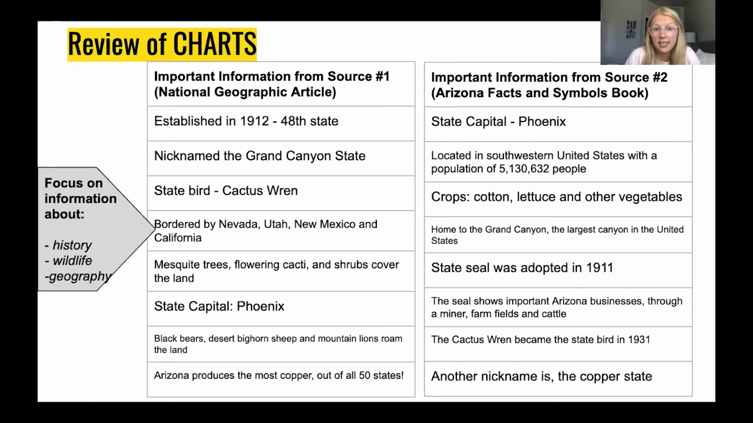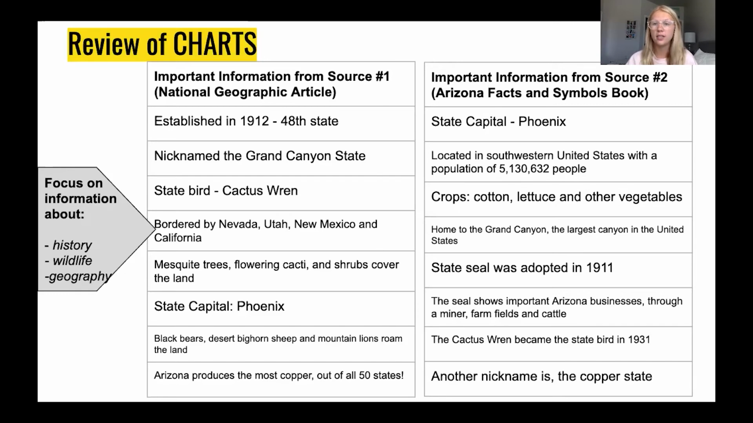Arizona was established in 1912 as the 48th state. Nicknamed the Grand Canyon State, the state bird is the cactus wren, bordered by Nevada, Utah, New Mexico, and California. Mesquite trees, flowering cacti, and shrubs cover the land. State capital is Phoenix. Wildlife includes black bears, desert bighorn sheep, and mountain lions. And Arizona produces the most copper out of all 50 states, which is something I did not know. I wonder if you guys also learned that today as well.